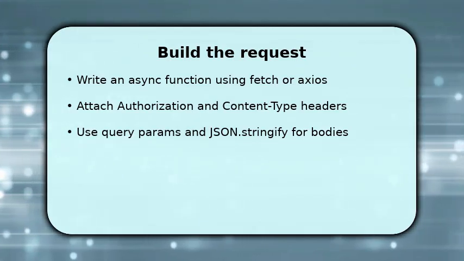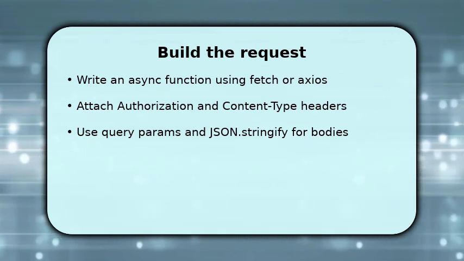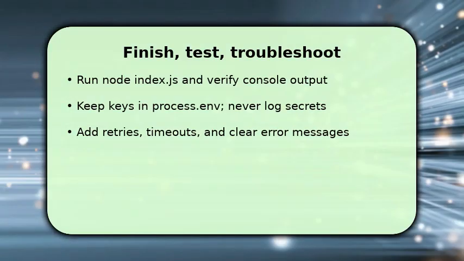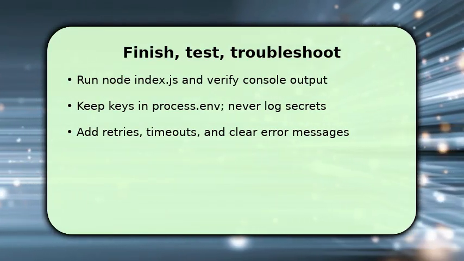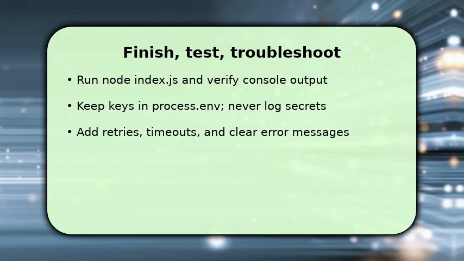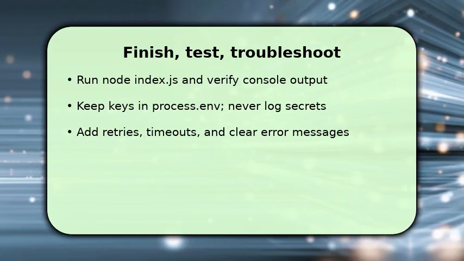Finally, test your implementation by running node index.js and inspect the console for parsed JSON or error details. When ready, secure keys with process.env and avoid printing secrets. Consider using a config layer for different environments. Add simple retries and a timeout wrapper to handle transient failures.